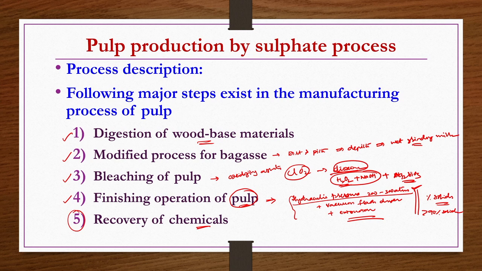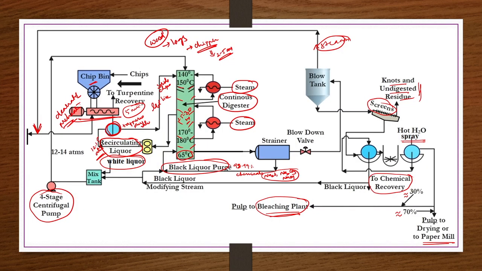So now the next step is the recovery of chemicals. As we have seen, the liquor contains chemicals like Na2S, Na2CO3, NaOH, etc., depending on the process and the raw materials that have been used. They are present in large quantity, like 98 to 99% of black liquor is chemicals only.